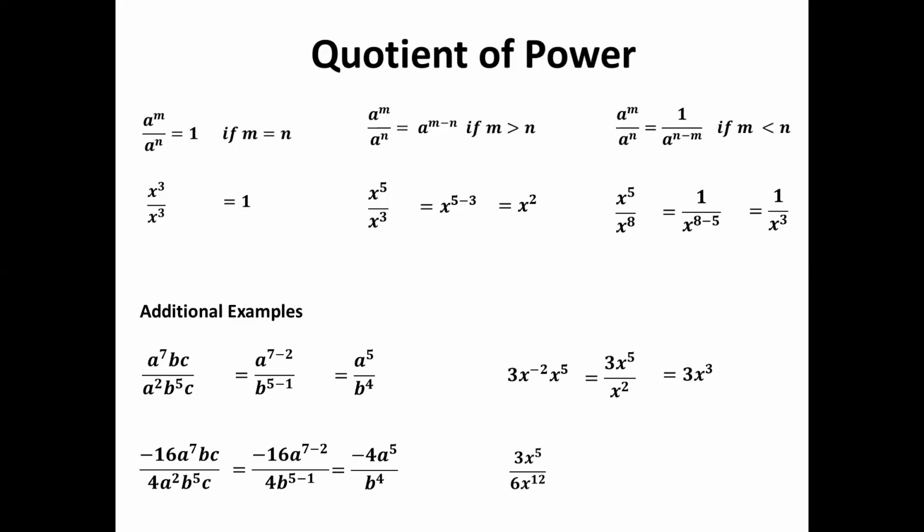Fourth example, 3x to the 5 over 6x to the 12. Ano kaya ang ating magiging kasagutan dito? Kung saan ay apply natin ang quotient of power. Ang ating sagot, 1 over 2x to the 12 minus 5 or 1 over 2x to the 7th power. At yan ang ating tinatawag na quotient of power. Now let us proceed to the third law.